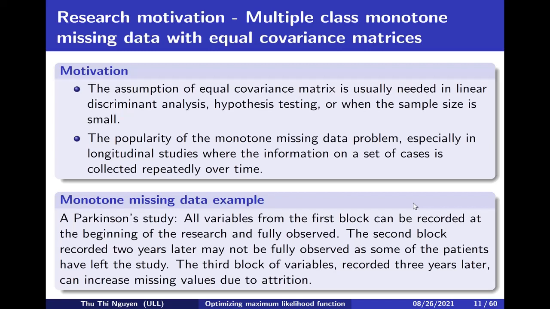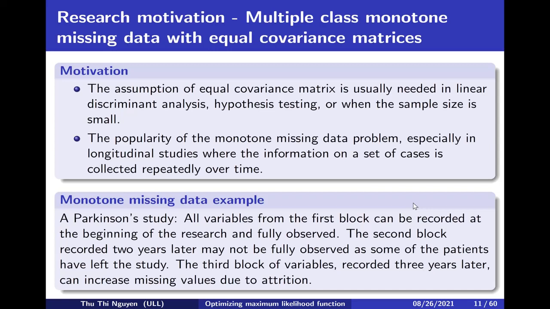To start, the motivation of this work is that the assumption of equal covariance matrix is usually needed in linear discriminant analysis or hypothesis testing, or when the sample size is small. Another thing is the popularity of the monotone missing data problem, especially in longitudinal studies where the information on a set of cases is collected repeatedly over time.